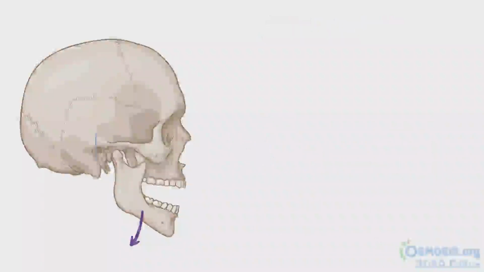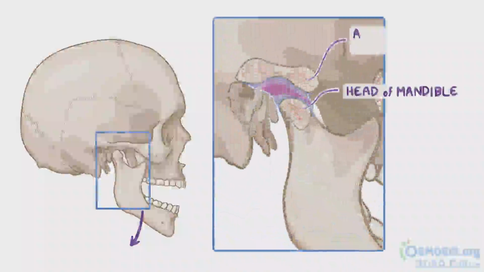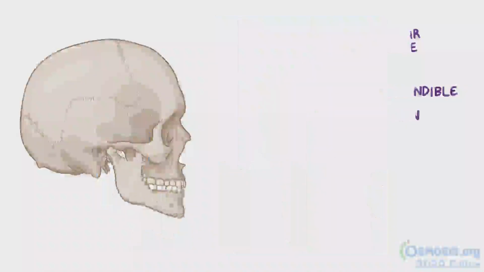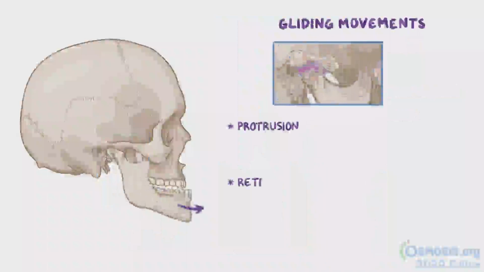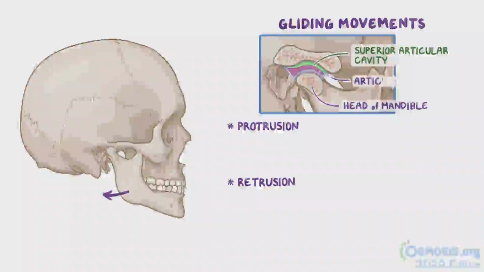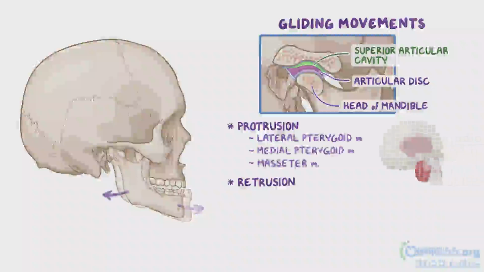Now, to open the mouth completely, like when you're at the dentist, the mandible and the articular disc have to glide forward until the head of the mandible is under the articular tubercle. So, this movement involves both depression and protrusion. Gliding movements like protrusion and retrusion occur in the superior articular cavity as the head of the mandible and the articular disc move simultaneously against the mandibular fossa and the articular tubercle of the temporal bone. Protrusion involves the lateral pterygoid, medial pterygoid, and masseter muscles, while retrusion involves temporalis.